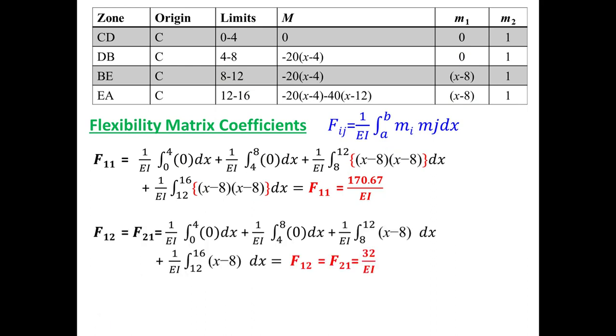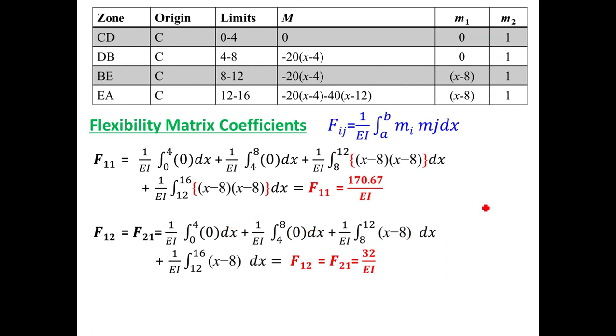Now F12, which is equal to F21, is equal to M1 into M2. 1 stands for M1 and this 2 means M2. So in the multiplication of M1 M2, first zone 0 into 1 is 0. Second zone 0 into 1 is 0. Third zone it is x minus 8 into 1, and x minus 8 into 1 for the fourth zone. Again, if you perform the third and fourth integrations, the value of this coefficient is 32 upon EI. Okay, this is the second coefficient of the flexibility matrix.